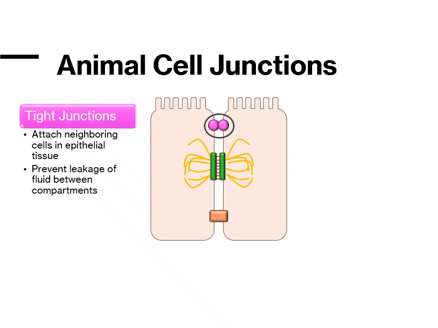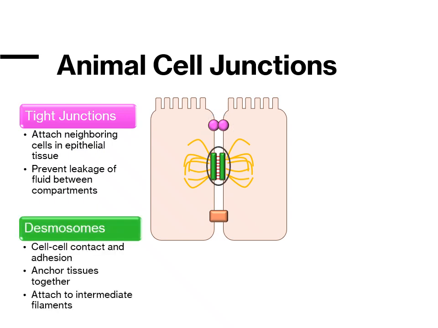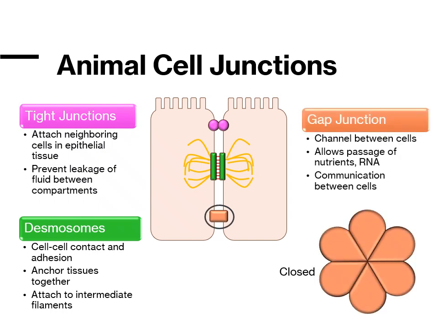To make sure that waste products and unwanted substances don't make it into the bloodstream, we need to have a system that separates what's in the intestine from what's in the rest of the body, and tight junctions are an important part of that system. Moving down to the middle of the cell, we have desmosomes. These are the junctions attached to the intermediate filaments, and their job is to anchor the cells to each other in a tissue. The third type of junction that we're going to look at are the gap junctions. These are dynamic channels that can close and open to allow the passage of small molecules between neighboring cells, allowing for increased cellular communication.